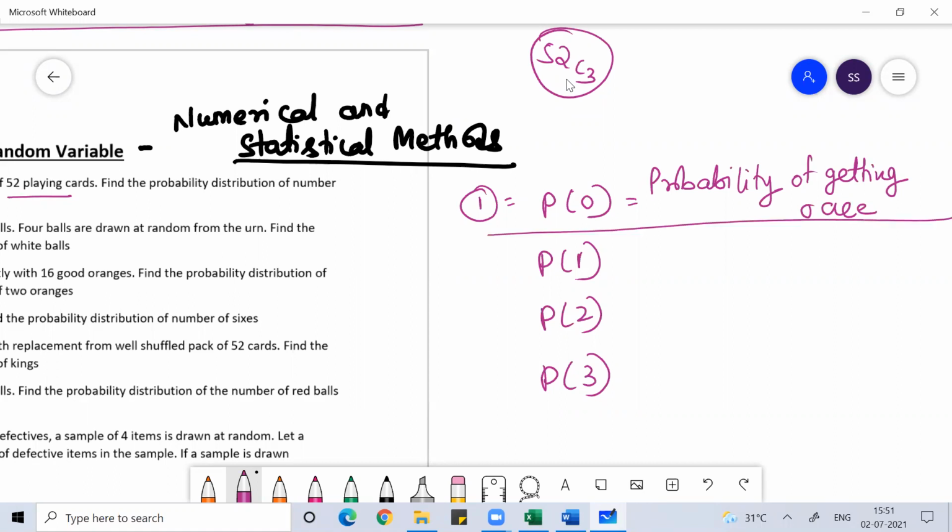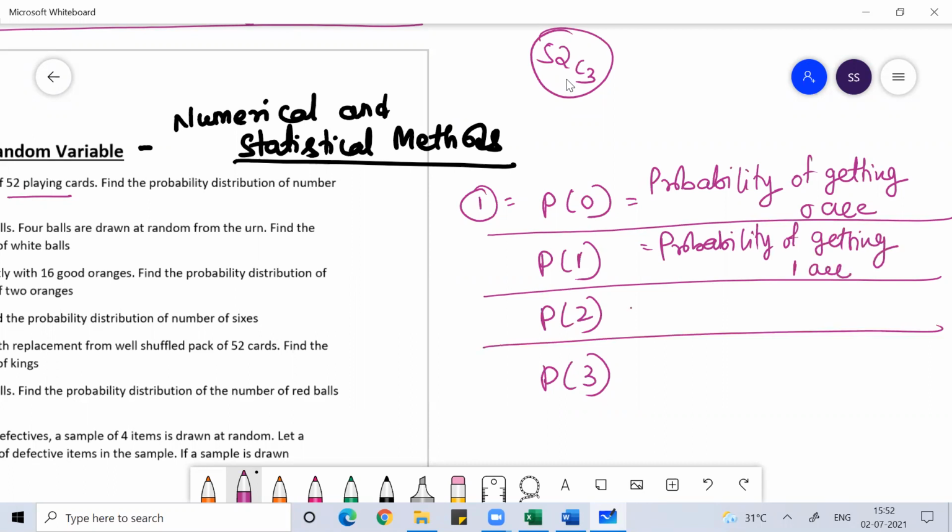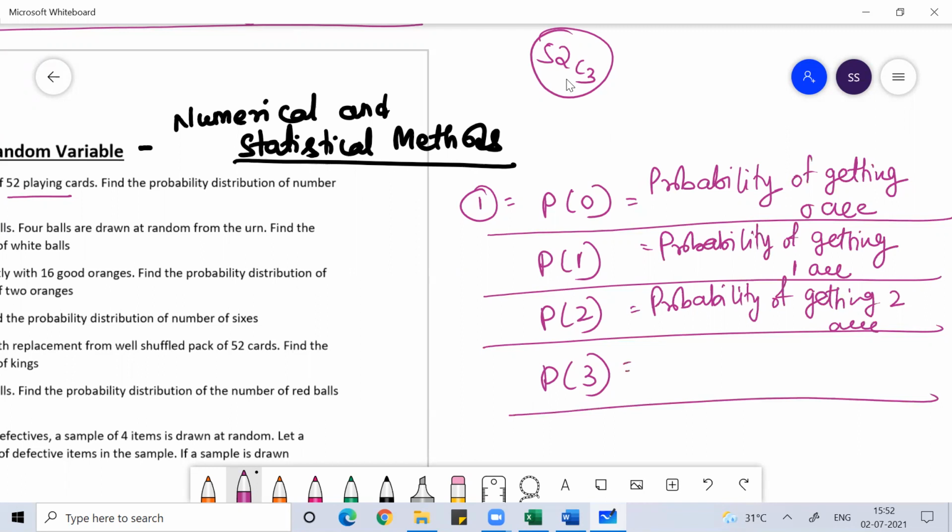Then what is P1? P1 means probability of getting one ace. Then what is P2? P2 means probability of getting two aces. Similarly, what is P3? P3 means probability of getting three aces. Okay, so we understood this.